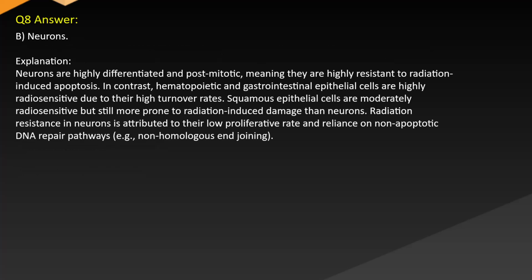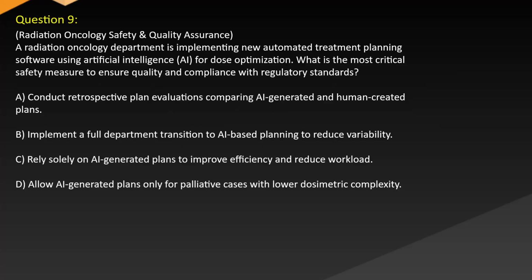Answer B. Neurons. Explanation: neurons are highly differentiated and postmitotic, meaning they are highly resistant to radiation-induced apoptosis. In contrast, the hematopoietic and gastrointestinal epithelial cells are highly radiosensitive due to their high turnover rates. Squamous epithelial cells are moderately radiosensitive but still more prone to radiation-induced damage than neurons. Radiation resistance in neurons is attributed to the low proliferative rate and reliance on non-apoptotic DNA repair pathways, e.g. non-homologous end joining.